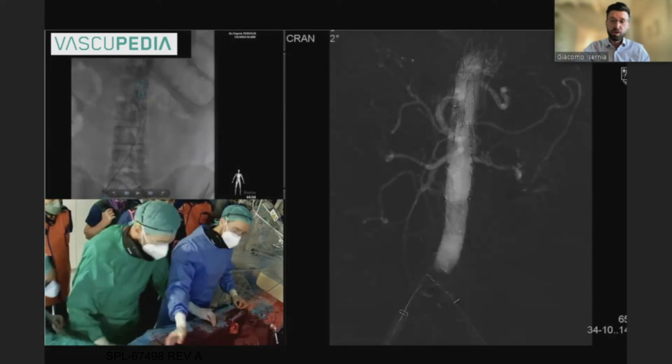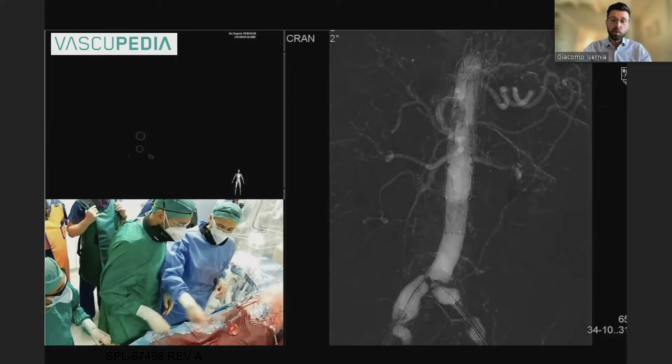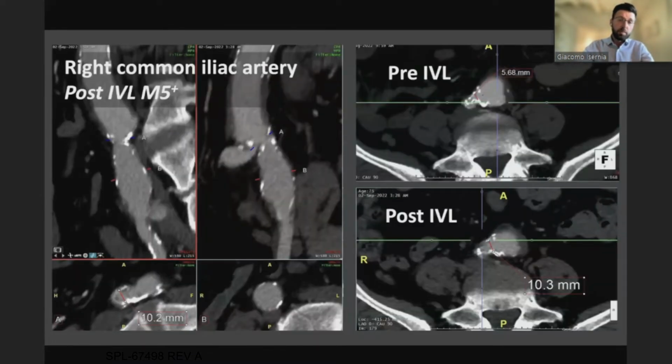This is the final angio performed with CO2, with a very nice patency of all the vessel, and also at the duplex scan, a triphasic wave at the level of the common femoral artery. We performed a CT scan 3 days after the procedure, and this is the right common iliac artery after delivery of the IVL technology, and we increased the lumen of the artery from 5.5 millimeters to 10 millimeters. But we were also able, as you have already seen, to introduce a 24 French introducer sheath in that coral reef.